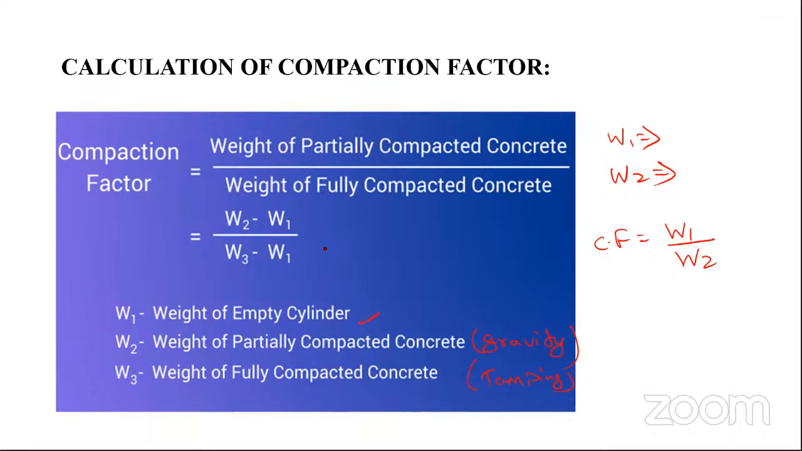Now, if we have to find the compaction factor as per this formula, this is the weight of cylinder plus compacted concrete due to gravity, and this is the weight of the empty cylinder. If we subtract these values, we have the weight of compacted concrete due to gravity only, and this is the weight of compacted concrete due to manual damping. Is it or not? So both formulas are the same, but the pattern of writing the formula is different. Okay.